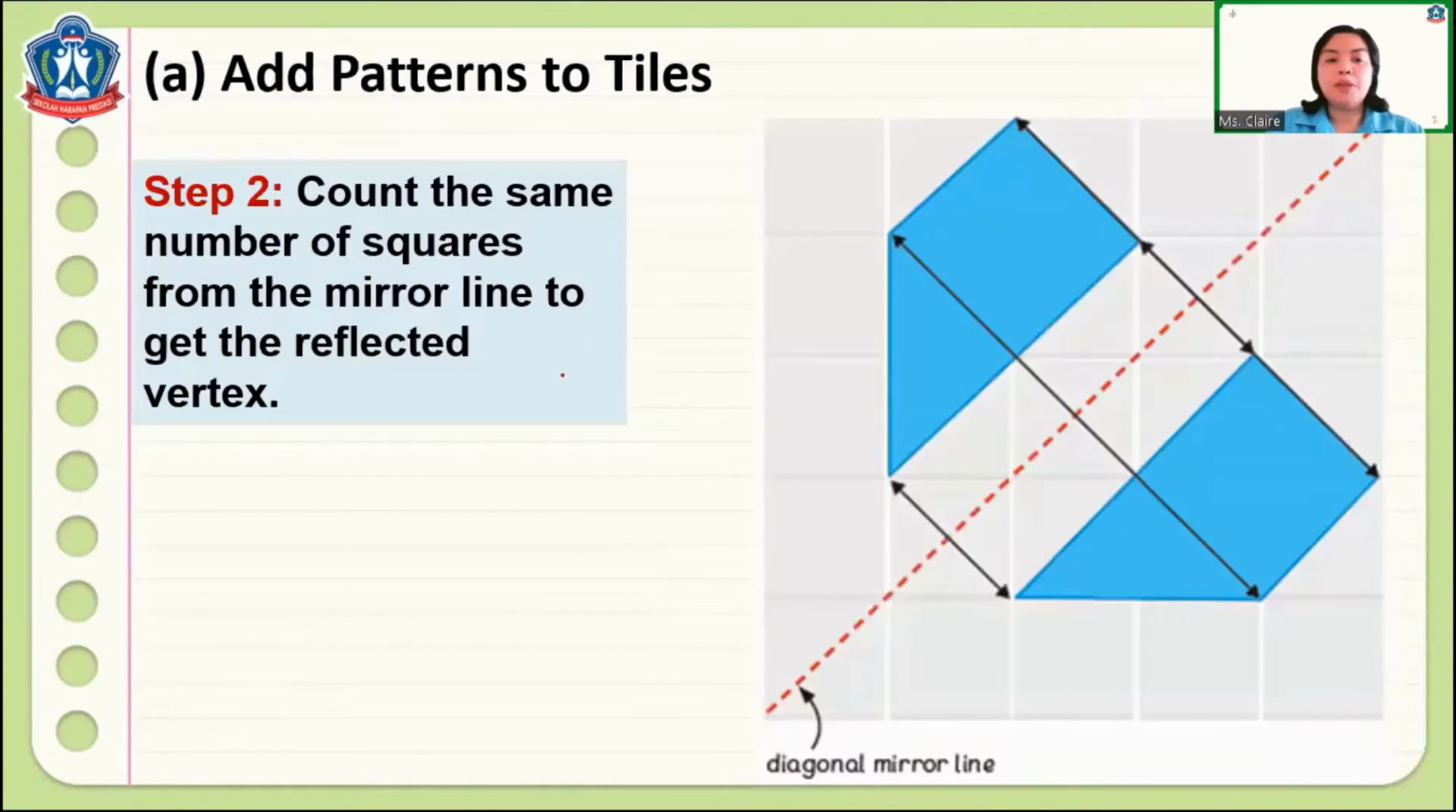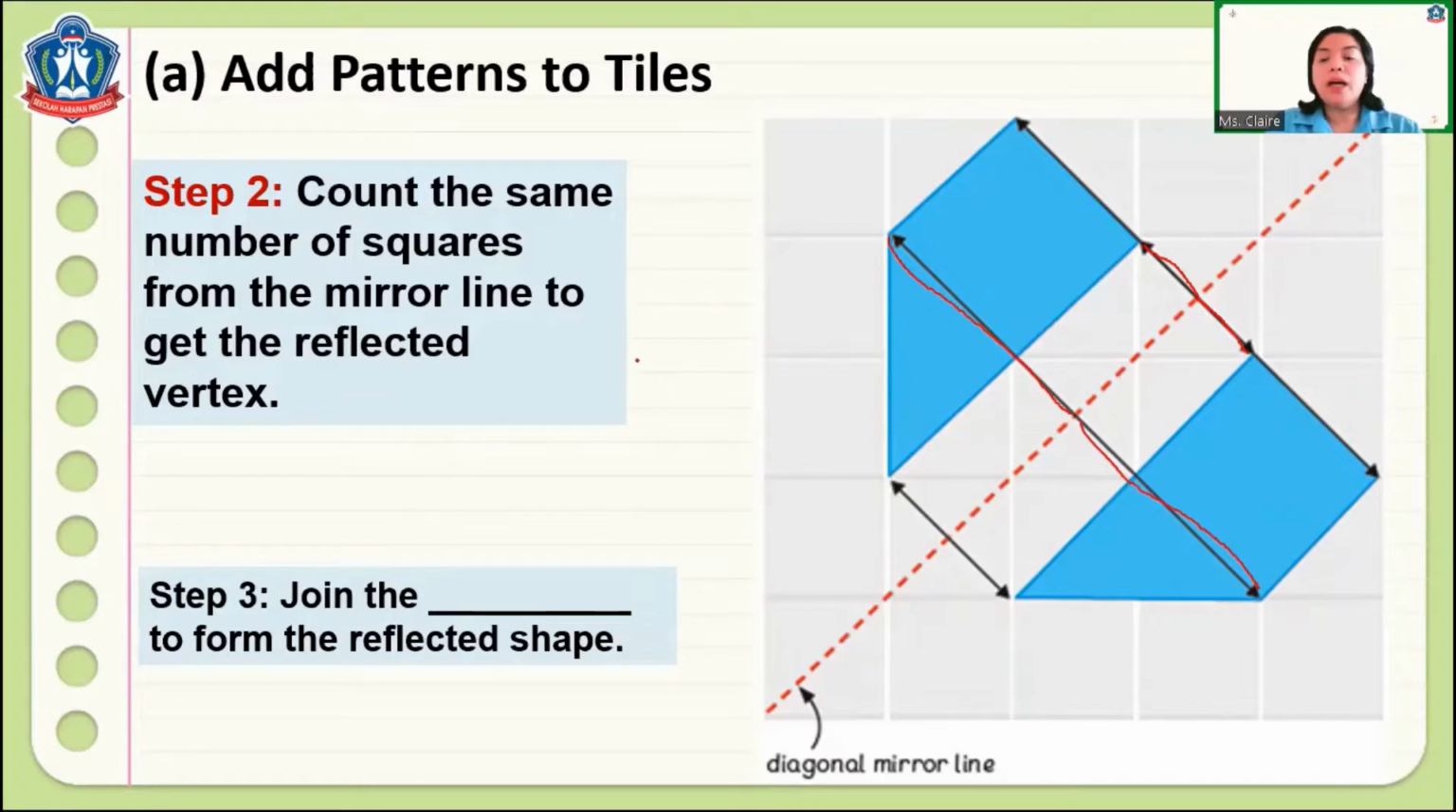For step 2, count the same number of squares from the mirror line to get the reflected vertex. As I have mentioned earlier, if you count half a square on one side, on the other side also half a square. If you reflect 1 square, on the other side is also 1 square. From this vertex until here, this is 1.5, so here is also 1.5. After that, we are going to join the vertices so we can form the reflected image of the original shape on the other side of the mirror line.